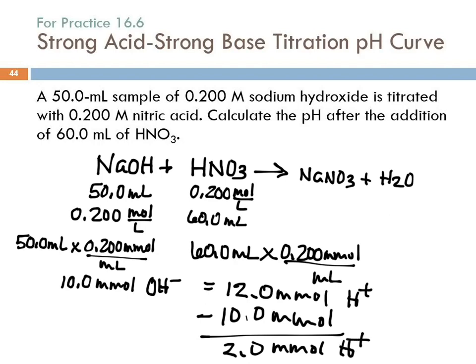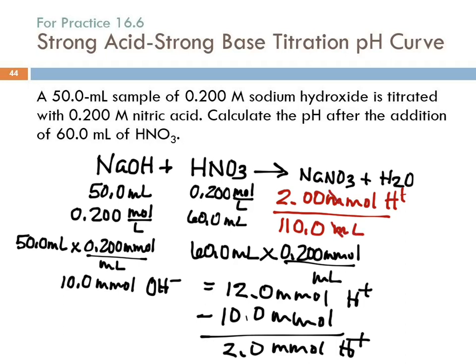Okay, so then I need a concentration though, right? I'm running out of space because I am not planning ahead well. So I'm going to switch colors so that maybe it won't be as confusing. 2 millimoles of H plus, what's the volume? 50 plus 60, 110 milliliters. Now the milliliters cancel out and I get back to molarity. 2 divided by 110. And that's one of those fun numbers. 0.018 repeating. And that's the molarity of H plus.